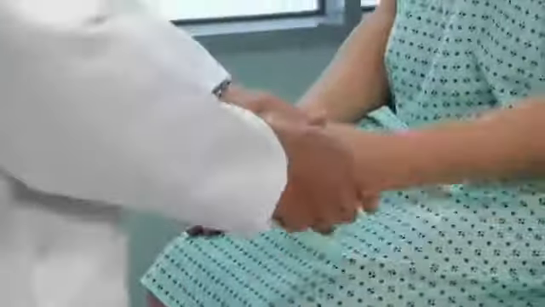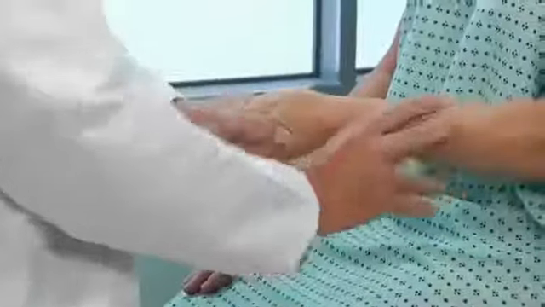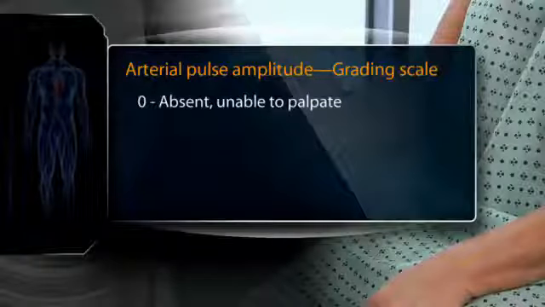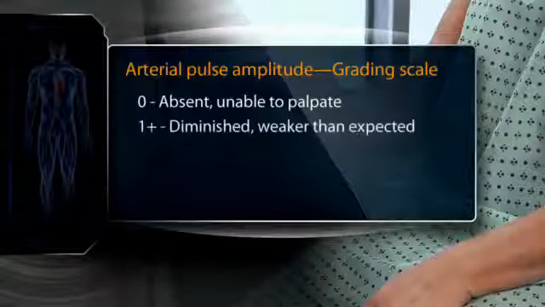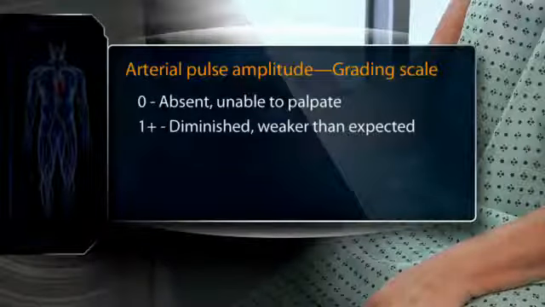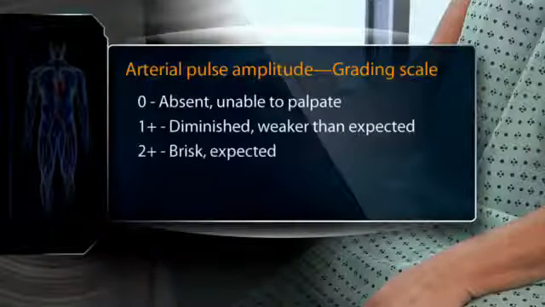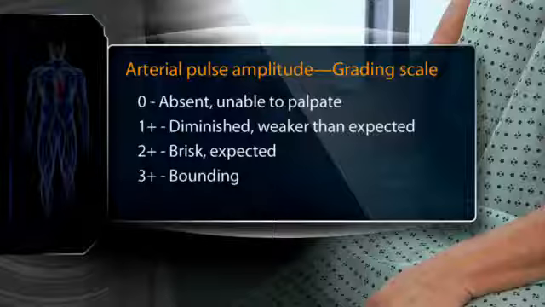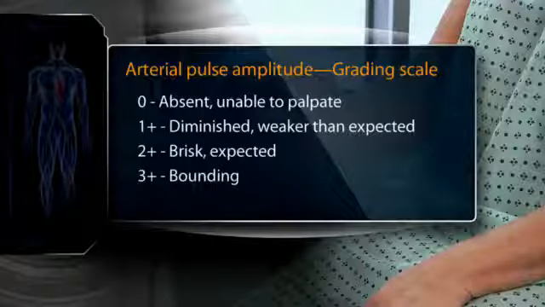Compare the pulses in both arms and grade the amplitude. A grade of 0 indicates an arterial pulse that is absent and not palpable. A grade of 1+ indicates a pulse that is diminished, weaker than expected. A grade of 2+ indicates a brisk or normal pulse. Grade 3+ indicates bounding and possible aortic insufficiency.